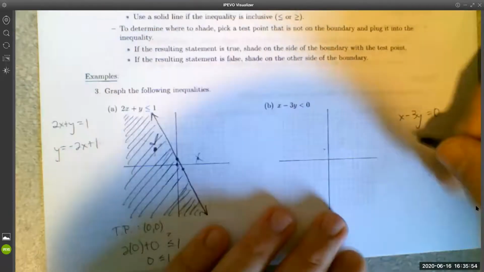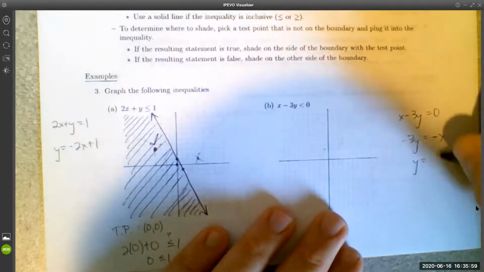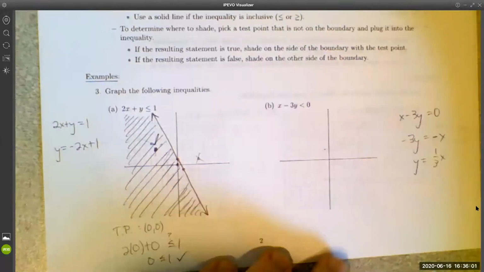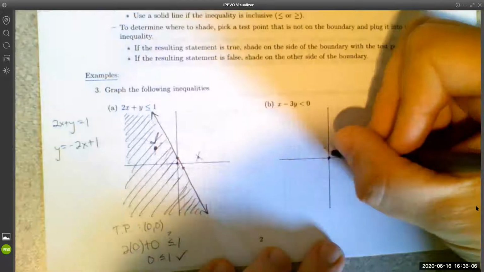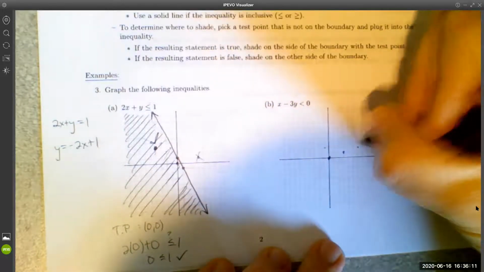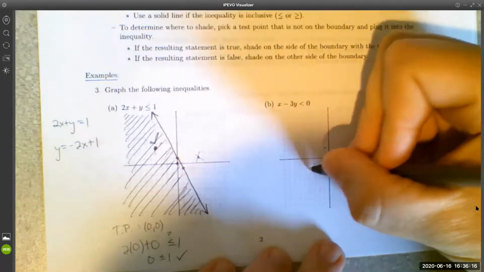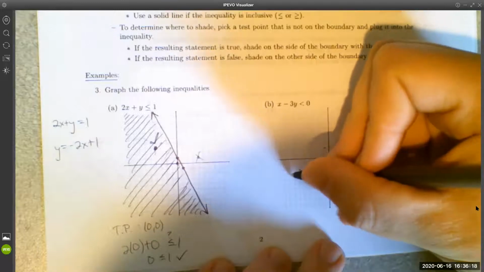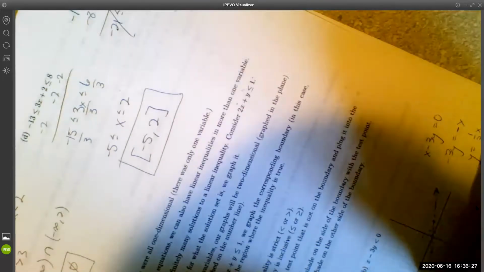Okay, same trick as before. Negative 3y equals negative x. So y equals 1/3 x. So my y-intercept is 0, and my slope is 1/3. So I'm going to go up 1 over 3. And I can do this in either direction, and then connect the dots with a dotted line.